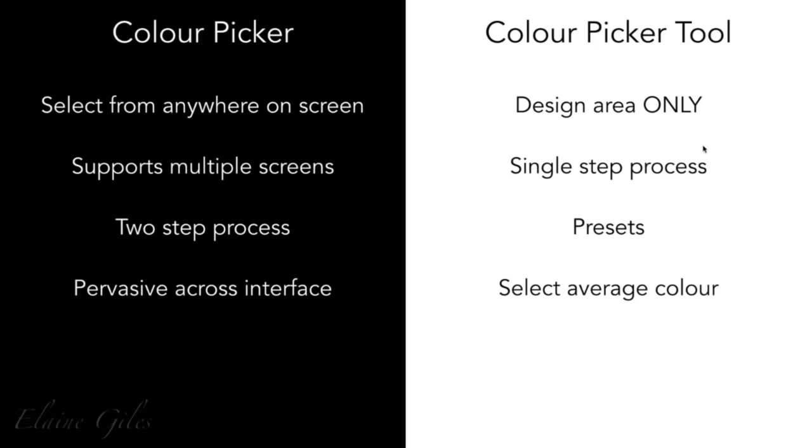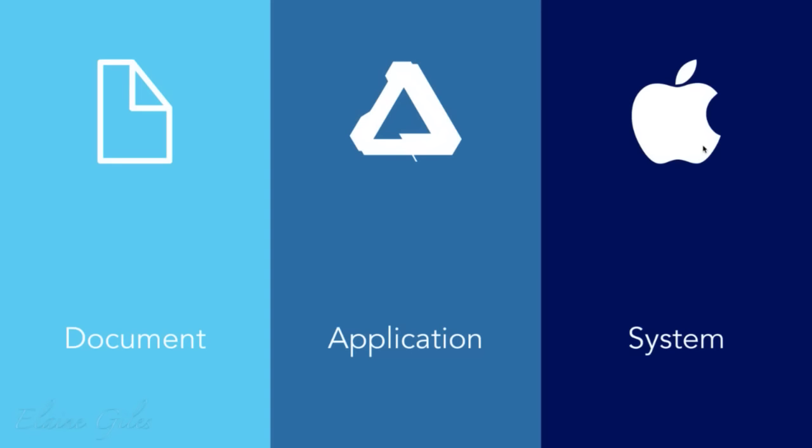Then we moved on to colour palettes, and there were three types of colour palettes. There were the document palettes that only exist within the specific document you're working in. There was application palettes that are specific to the application you're in. And there's system palettes, which I love because they are system global. And that will allow you to use them in other applications.